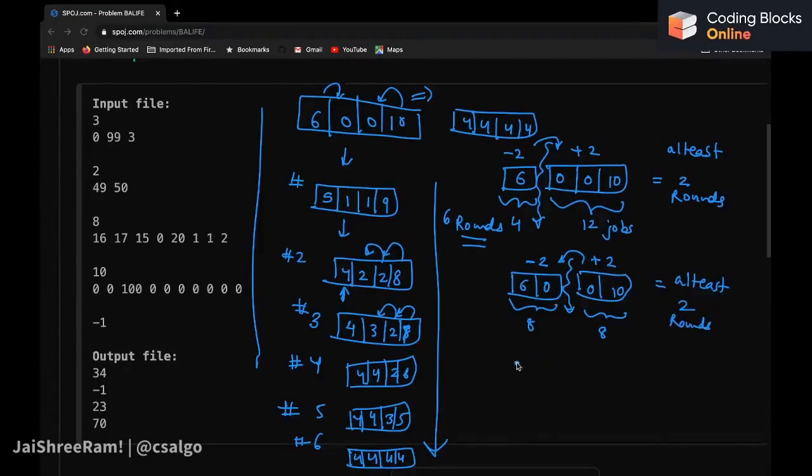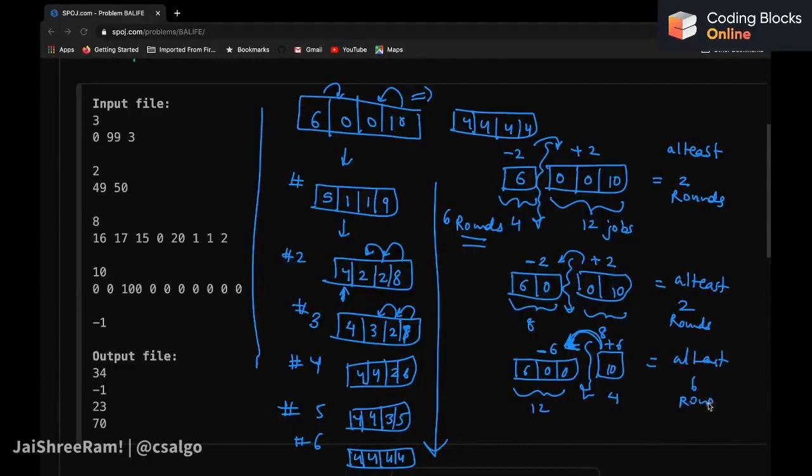Okay, so let's also think about this part of the array. Okay, and let's say this part of the array. So this part should have finally 4 jobs, this should have 12 jobs. That means it is having 6 jobs extra, and this is having a deficit of 6 jobs. That means 6 jobs must be transferred from this part of the array to this part. Okay, that would mean we need at least 6 rounds.